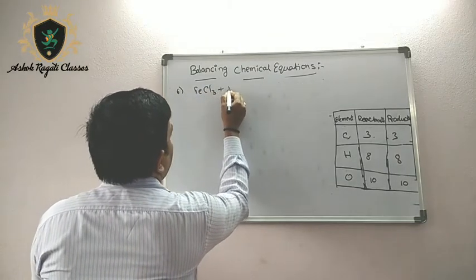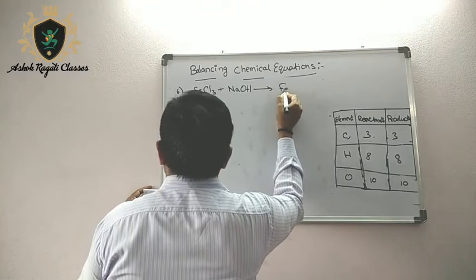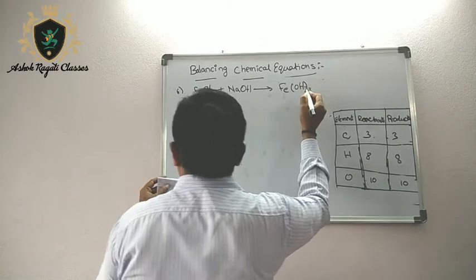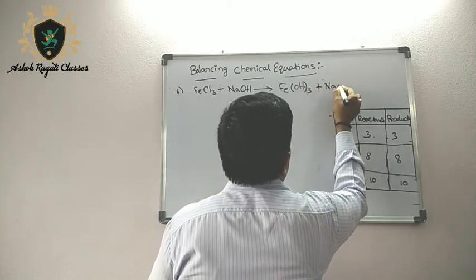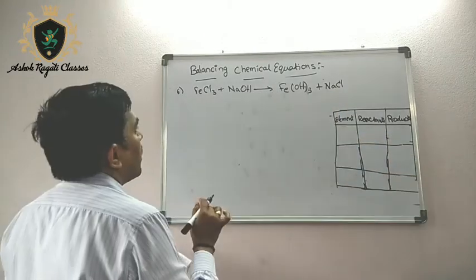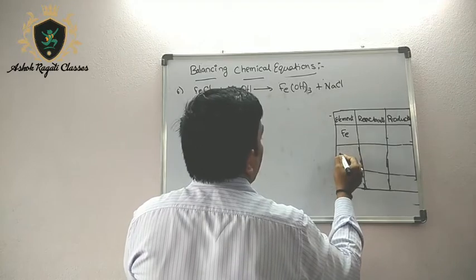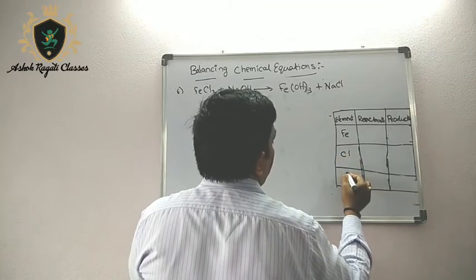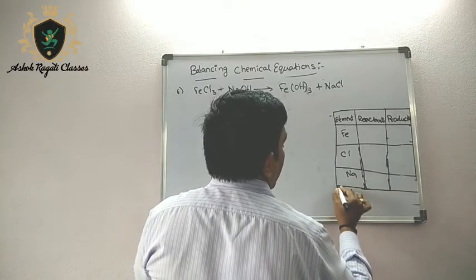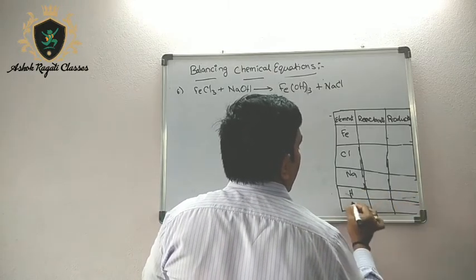FeCl3 plus NaOH gives rise to Fe(OH)3 plus NaCl. Change the elements now. So how many elements are there? See, Fe, iron, chlorine, sodium, hydrogen, oxygen.